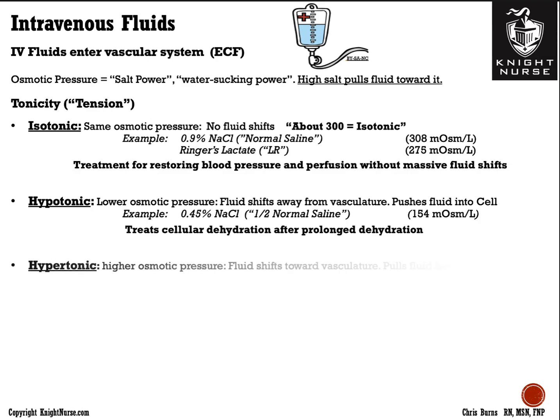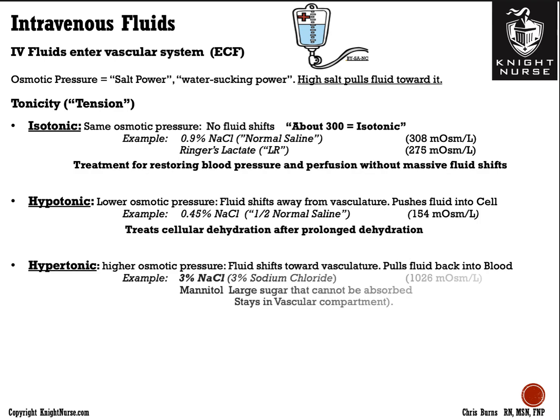you can cause edema. Now, hypertonic fluids have higher osmotic pressure than the vascular compartment is supposed to be. So this means it has a lot of salt-sucking pressure, so the fluids are going to shift toward the vasculature away from the cells. So this is great when you have edema and you're trying to fix edema. Examples of this are 3% sodium chloride, mannitol, which is a large sugar that can't be absorbed, stays in the vasculature, and is really just there to give osmotic sucking pressure. And also albumin, which is a large protein that stays in the vascular compartment. Great for treating edema, specifically cerebral edema, to pull that fluid back in the vascular compartment.